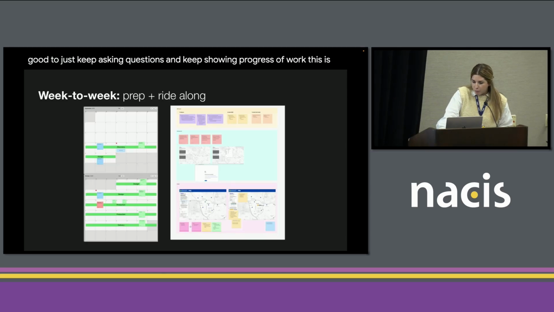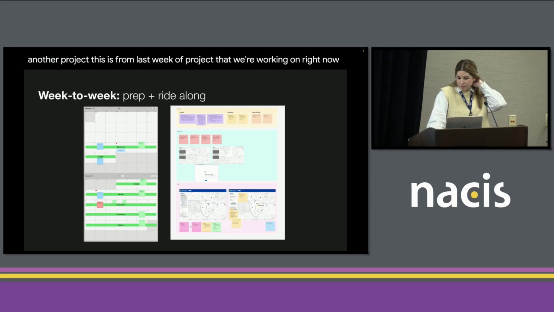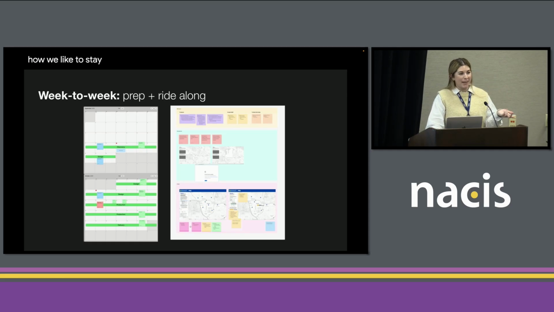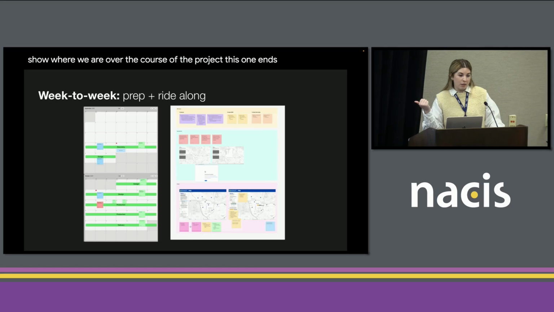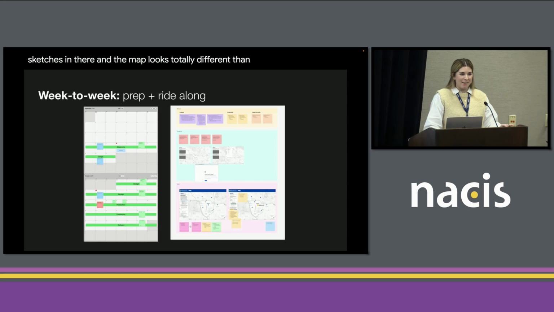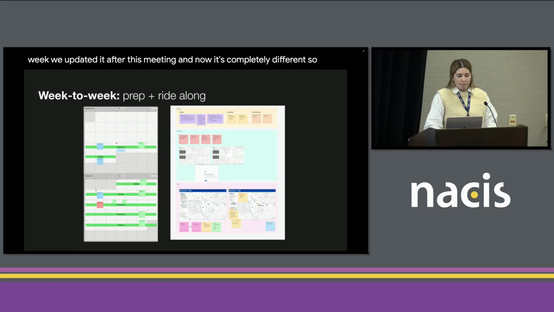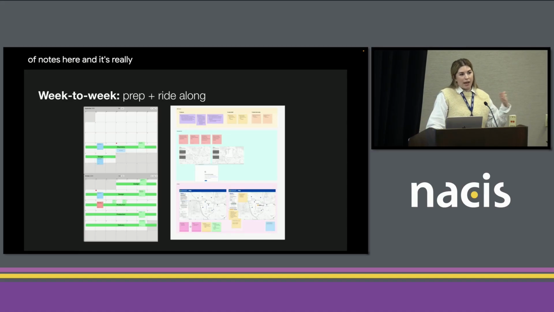This is another project, from last week, a project that we're working on right now. This is how we like to stay prepared and do this ride-along process. So, a calendar to show where we are over the course of the project. This one ends at the end of October, so we're almost done. And you can see there are some maps, some sketches in there, and the map looks totally different than this now. This was last week. We updated it after this meeting, and now it's completely different. So lots of notes here, and it's really easy to go back and see the progress.